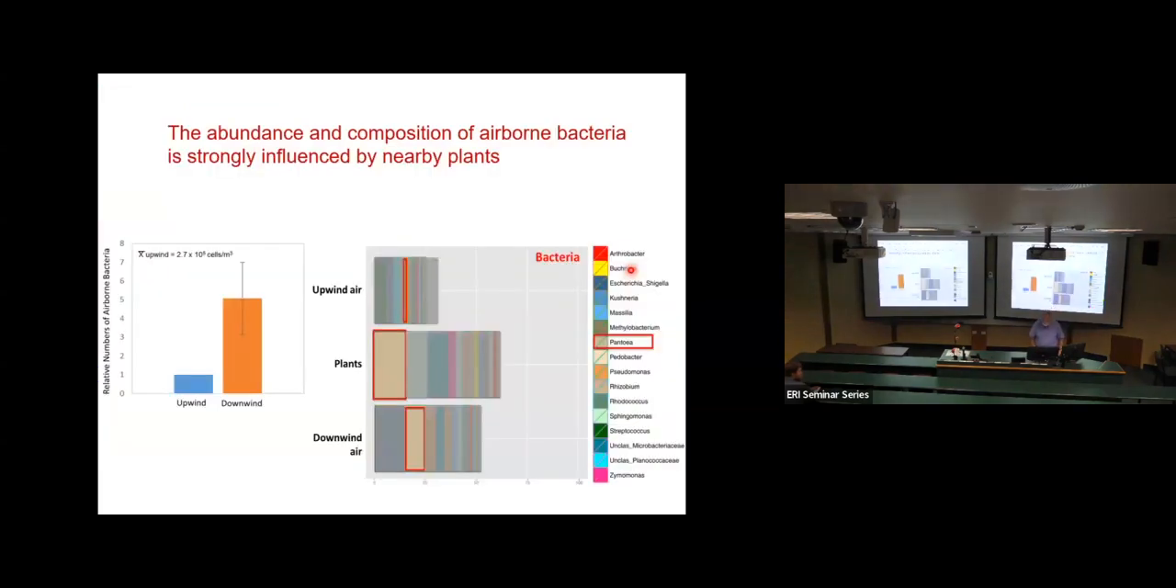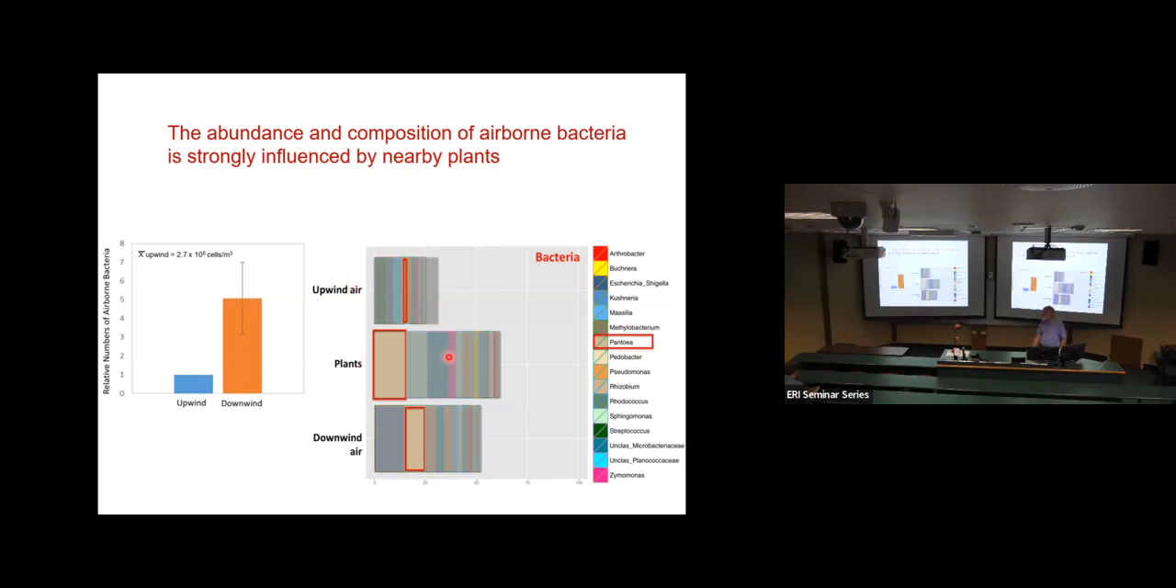And it was much more dramatic than I would have expected. When you compared the numbers of microbes that you saw, the downwind air had about 6 times more bacteria in it. Even after the air had flowed only about 3 times the size of this room, it had already been populated by airborne bacteria, presumably from the plants.